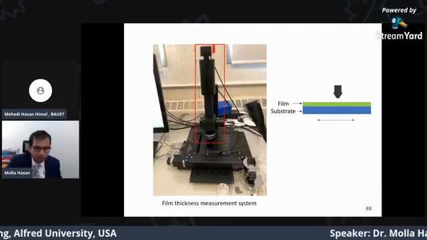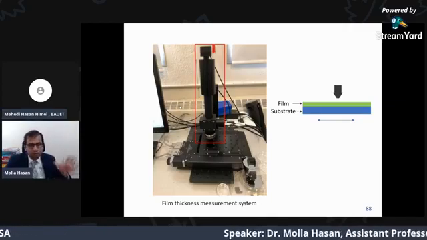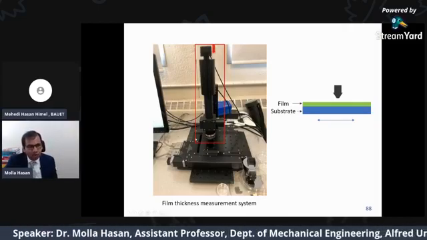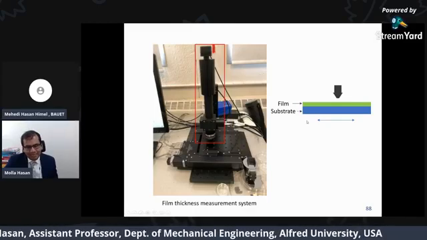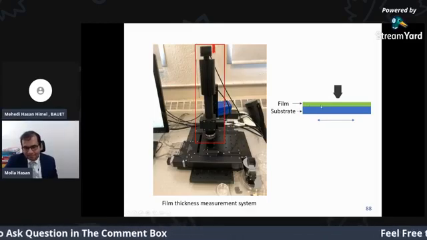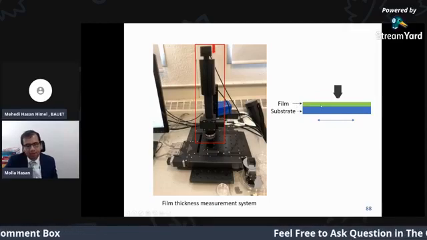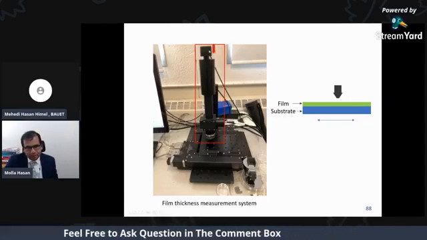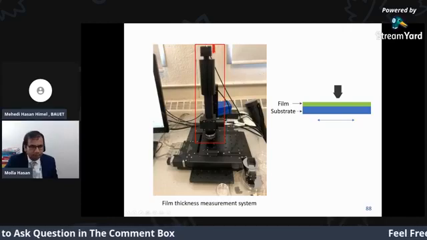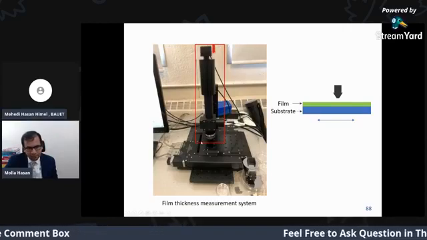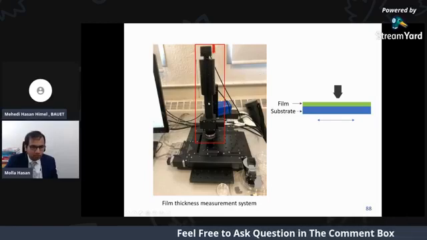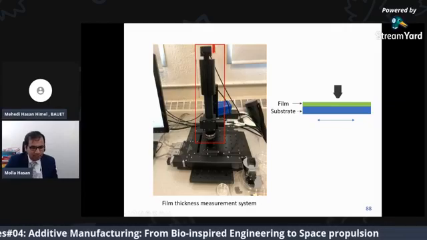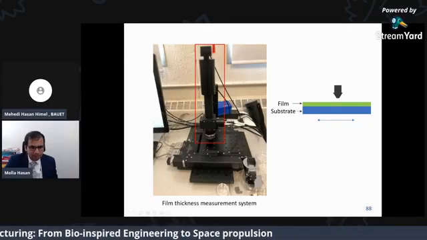I'm giving one example, instead of talking about abstract ideas. This is an instrument called Filmetrics. What it does is measure the thickness of a thin film, if the film is at micron scale. We used this instrument during my postdoctoral research, and my supervisor only bought this probe, as you see in the red box. He didn't buy this stage.